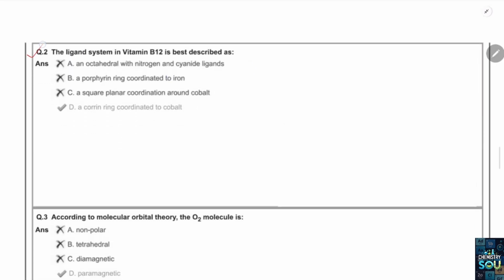In question number 2, the ligand system in vitamin B12 is best described as... we know that vitamin B12 contains the corrin ring. So option D is correct.